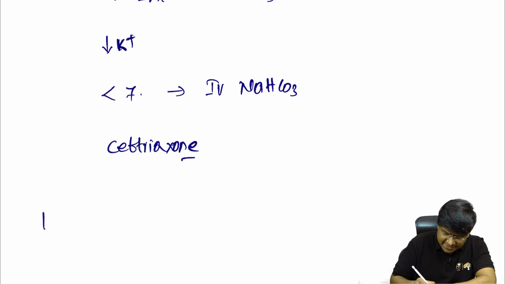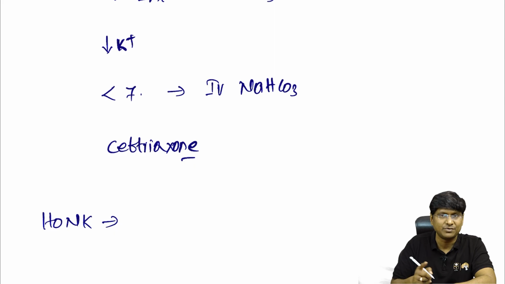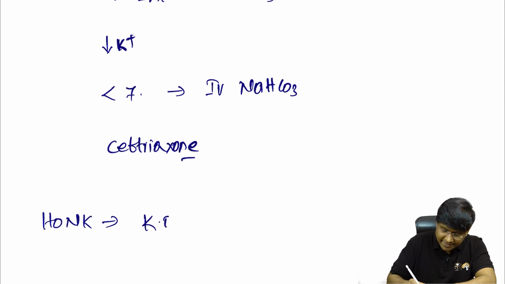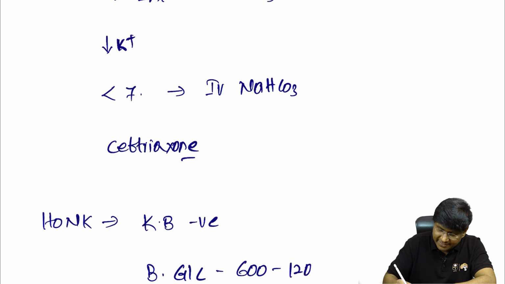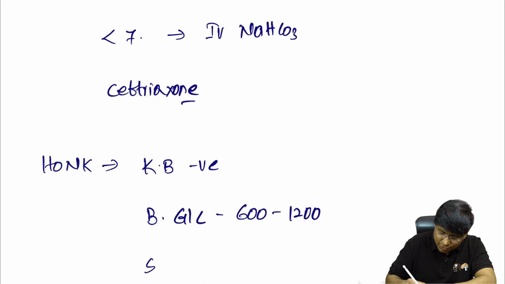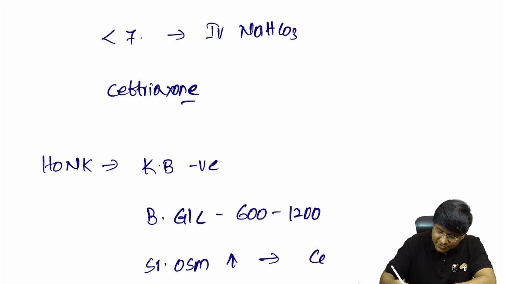Now, how is it different in HONC? In hyperosmolar non-ketotic coma, which is more common in type 2 rather than type 1, the ketone bodies are absent. But if you take the blood glucose levels, they are in a range of 600 to 1200 milligrams per deciliter, and the serum osmolarity is grossly increased, and thereby these patients will have CNS manifestations in the form of confusion as well as seizures.